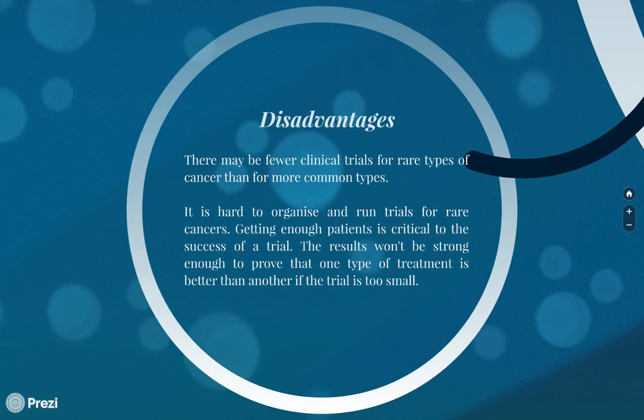Disadvantages. There may be fewer clinical trials for rare types of cancer than for more common types. It is hard to organize and run trials for rare cancers. Getting enough patients is critical to the success of the trial. The results won't be strong enough to prove that one type of treatment is better than other if the trial is too small.